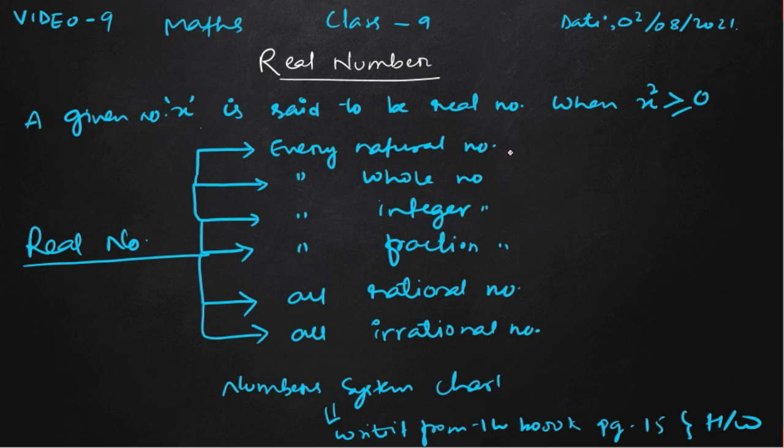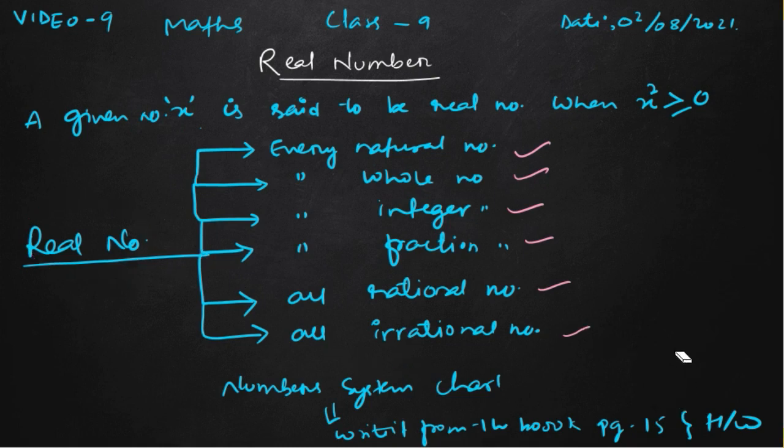This property is satisfied by natural numbers and whole numbers. If you take any natural number, suppose 1, its square is 1, which is greater than 0. For the whole number 0, its square is 0, equal to 0. So this property, x square is greater than or equal to 0, is satisfied by every natural number, every whole number, every integer, every fraction, all rational numbers and all irrational numbers. All these are our real numbers.